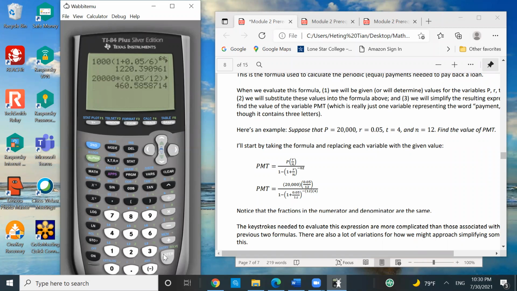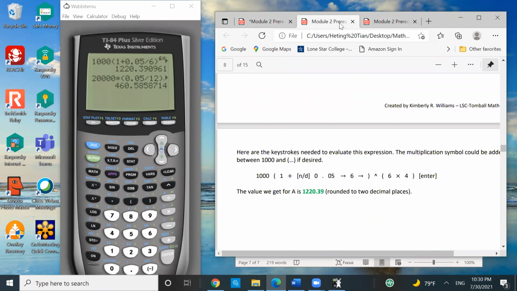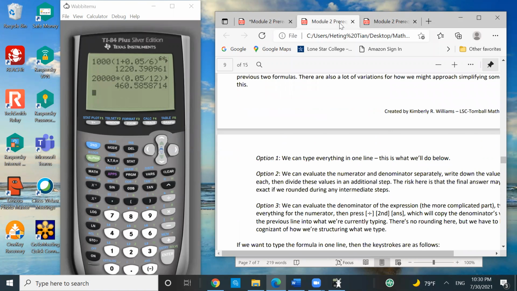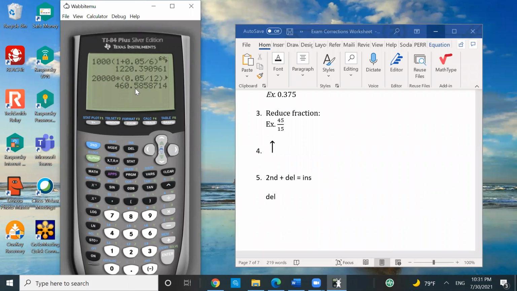So every month you need to pay $460 and some cents. Let me see if everything is correct. Yeah, so round it to 2 decimal places. So how to round it to the 2 decimal places? So that means round to the nearest cent.